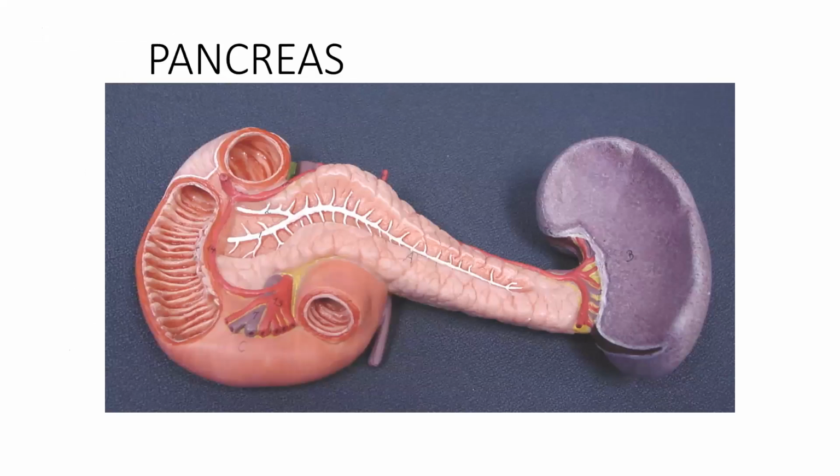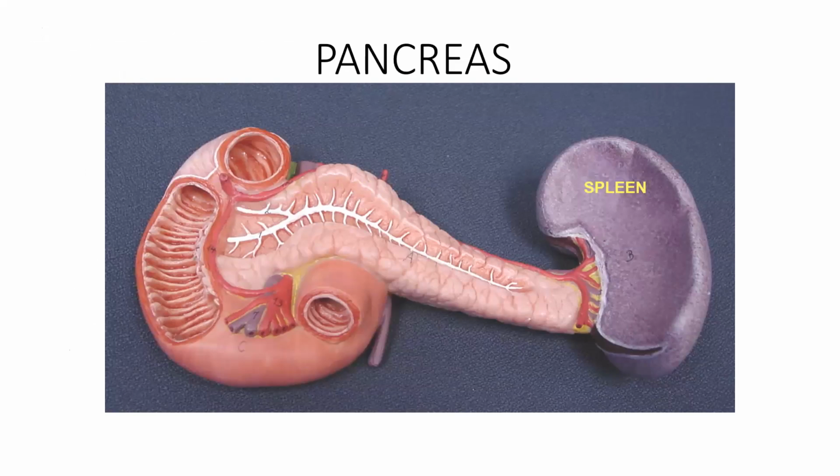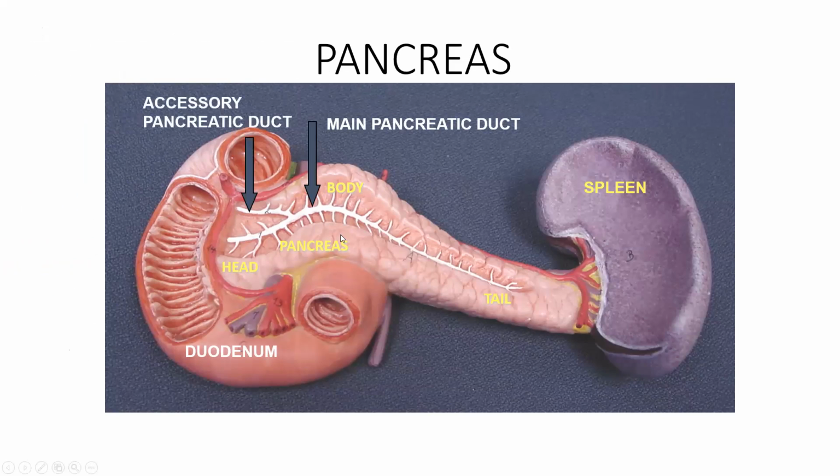And again, there's our pancreatic duct. For reference, there's your spleen. There's the pancreas, duodenum, tail, head, body. And there is the main pancreatic duct. And over here on the side is the accessory duct, right there. And the acini cells are located all throughout the body and head and tail of the pancreas, producing and releasing these digestive enzymes, which are transported to the duodenum through the pancreatic duct.